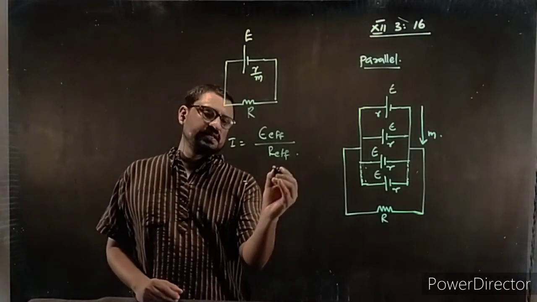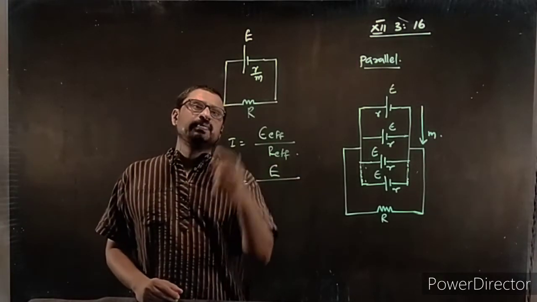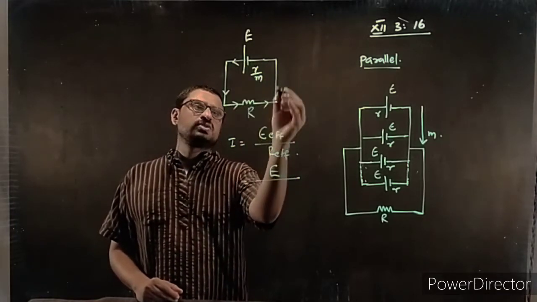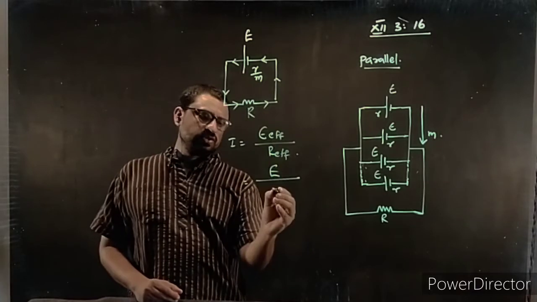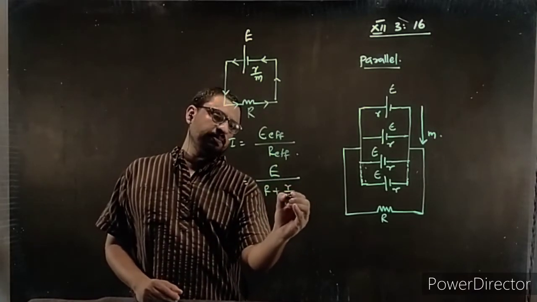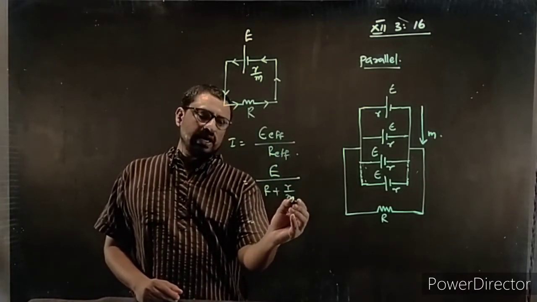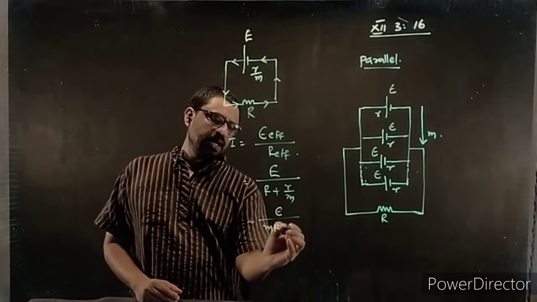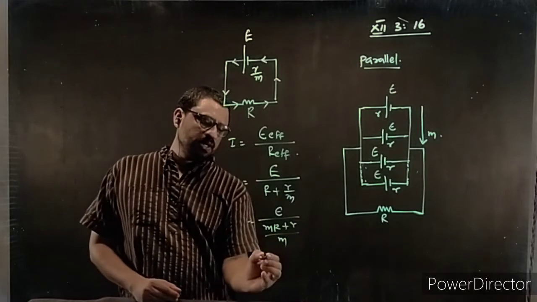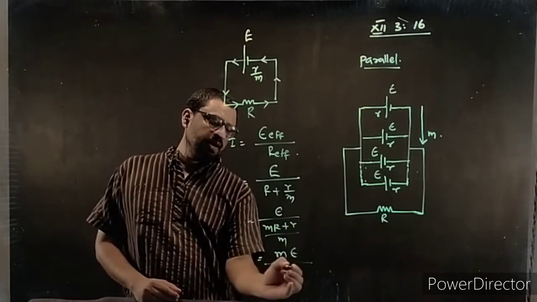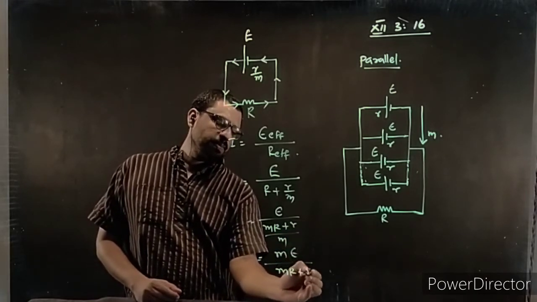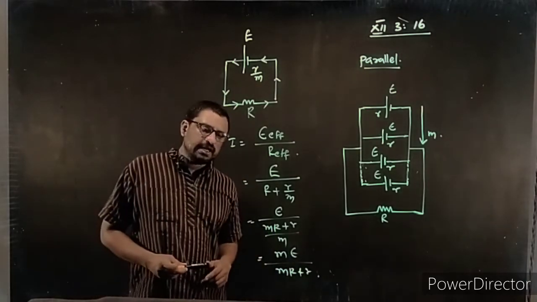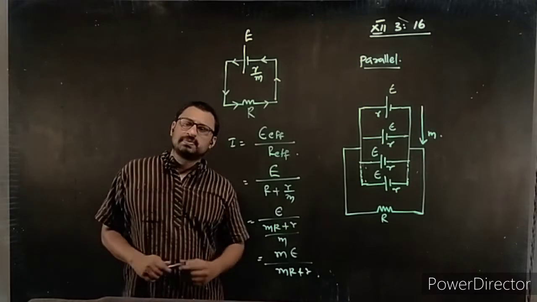Effective EMF is E divided by, see, now the same current will pass through both, right? So it will be R plus r by M. Now you can take this M constant, so it will be E divided by MR plus r by M, so that will be equal to ME divided by MR plus r. That is the equation for the current: I equal to ME divided by MR plus r.